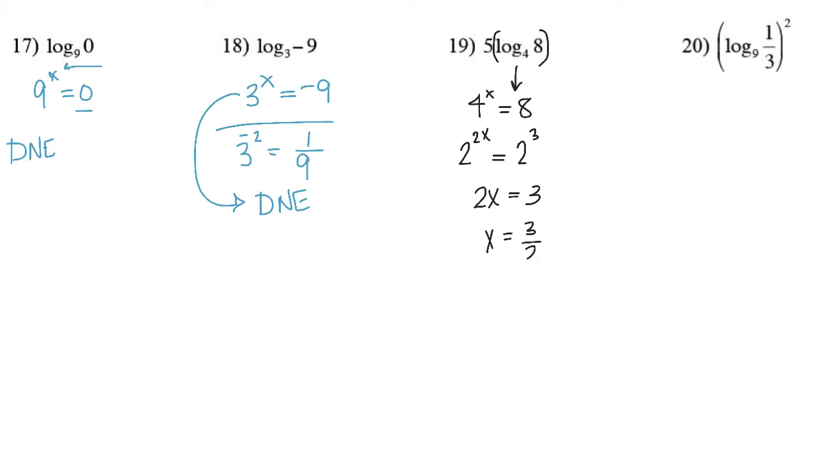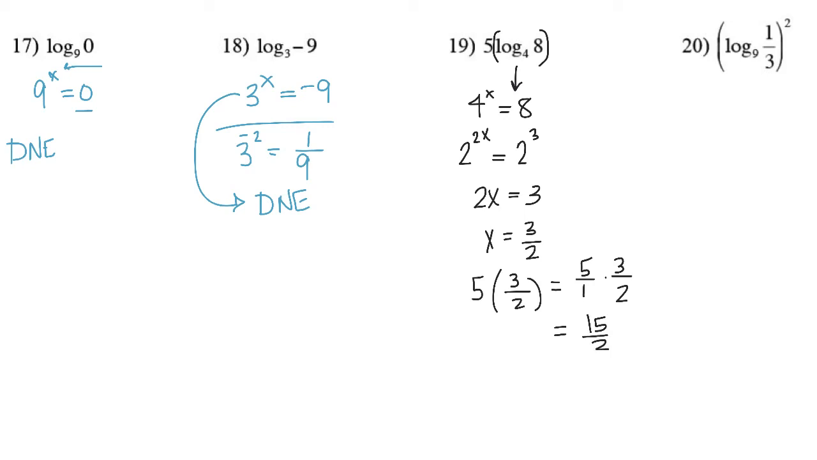But now that's what that entire logarithm simplified to. So we really need to come back to that 5 and say 5 times 3/2. And remember, that's the same thing as 5/1 times 3/2. So this is going to be 15/2.